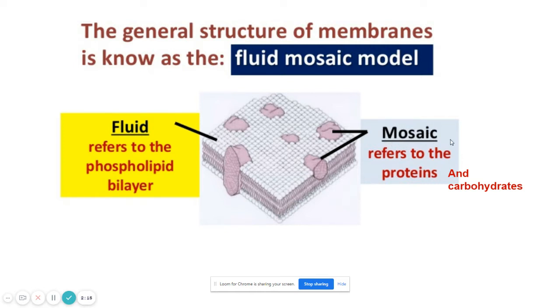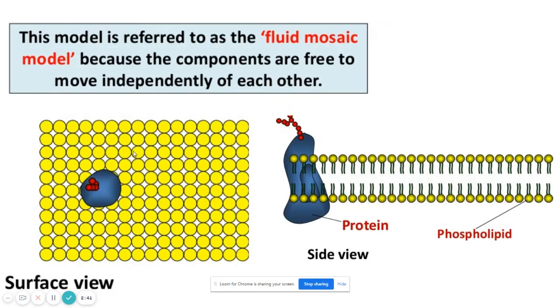The mosaic part of the name refers to the fact that the cell membrane is not just made up of one type of molecule, it's made up of several different types of biomolecules, such as the phospholipids, or the lipids that we talked about, the proteins, and carbohydrates. So the mosaic part of this word refers to the fact that the cell membrane is made up of several different biomolecules.